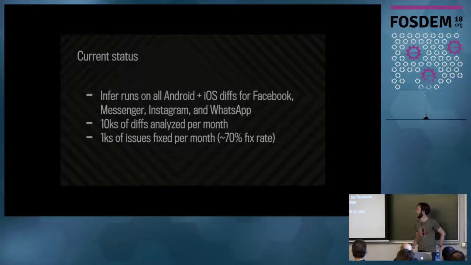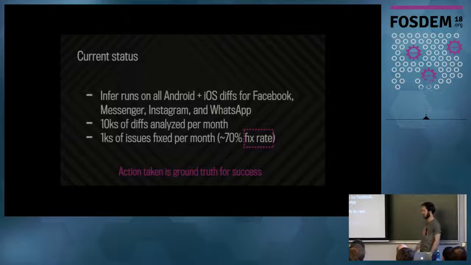Okay, so that's more or less it. The current status is Infer runs on all diffs for Android and our iOS apps as well as our C++ backend. That represents tens of thousands of diffs every month. There are thousands of issues fixed every month out of all the ones reported by Infer, and that's about a 70% fix rate. The fix rate is what we measure as giving good signal to developers.